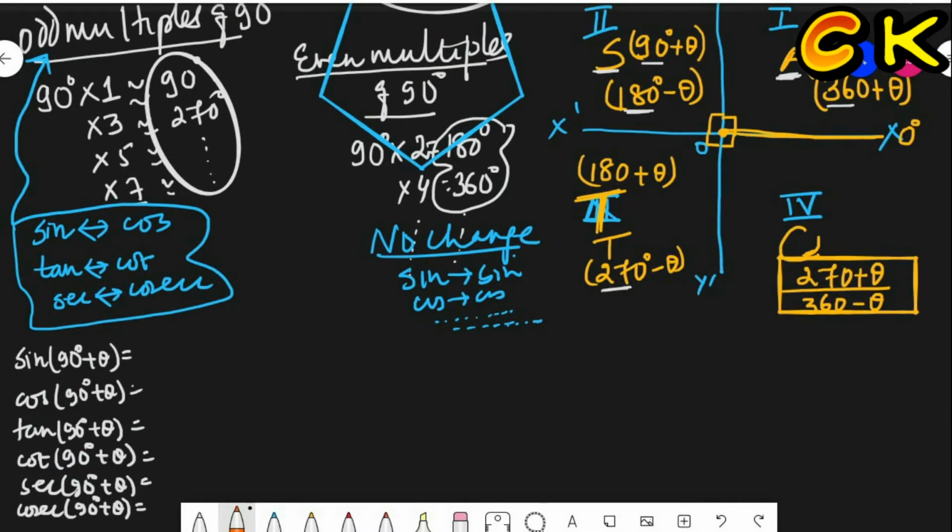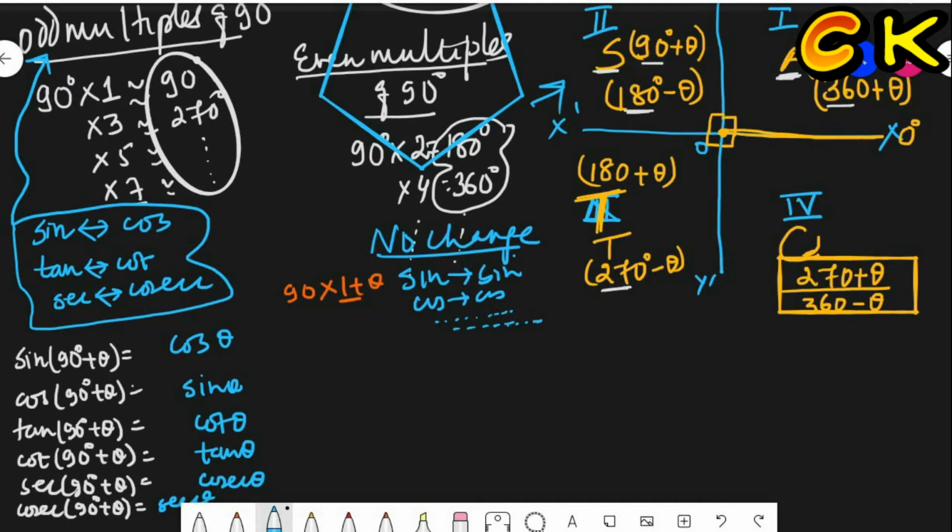Like that. So let's see the formula of sine of 90 degrees plus theta. As you know, 90 degrees plus theta means 90 into 1 plus theta. 1 means odd. So sine will change to cos, and this will be applicable in all cases. So sine will change to cos theta, cos will change to sine theta, tan will change to cot theta, cot will change to tan theta, sec will change to cosec theta, and cosec will change to sec theta. And now 90 degrees plus theta means which quadrant? Can you say? Yes, it's the second quadrant. In the second quadrant, sine and cosec are only positive and the remaining will be negative.